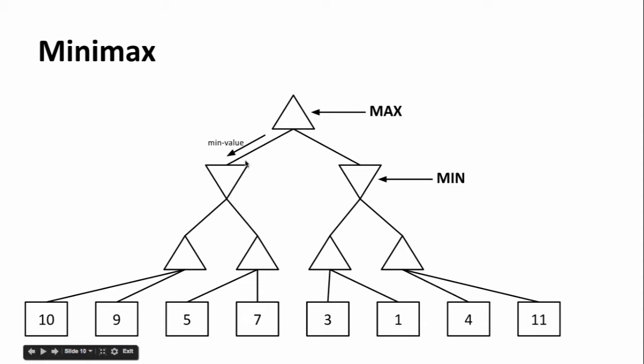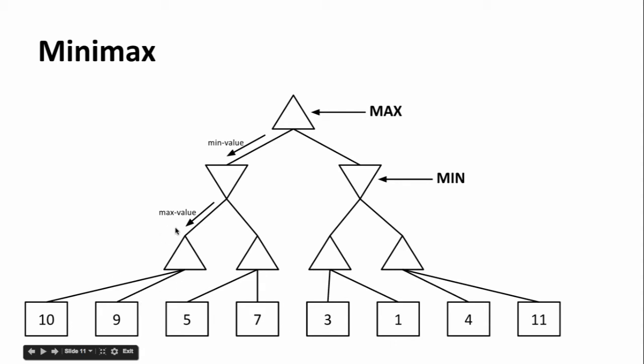Okay? So max will start by calling min value on its left child. This left child will then call max value on its leftmost child because the next layer under this min node is a maximizer node. So we'll call max value on this. And then this maximizer node will get the best value from its children, which are both leaves.